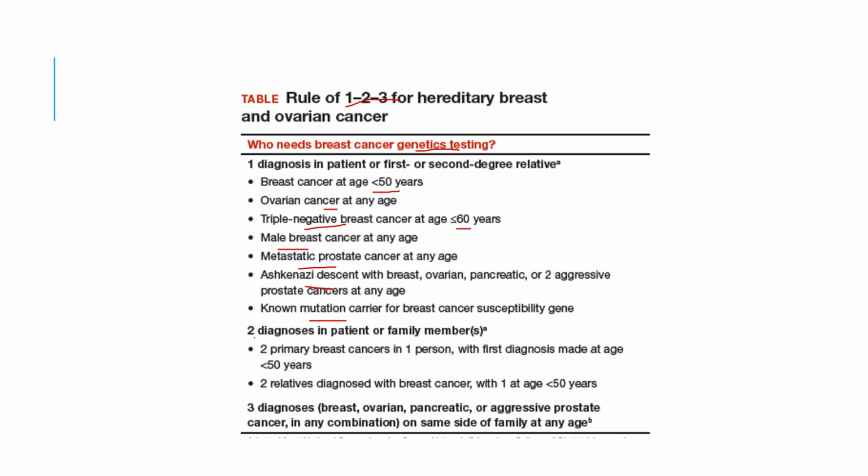That is one or two diagnoses in a patient or family member with the first diagnosis made at less than 50 years. That is primary breast cancer. We're not talking about metastatic, primary. Two relatives diagnosed with breast cancer, one at age less than 50. Then three diagnoses, that is breast, ovarian, pancreatic, or aggressive prostatic cancer in any combination on the same side of the family at any age. If there are 3 diagnoses, you can again go for genetic testing.